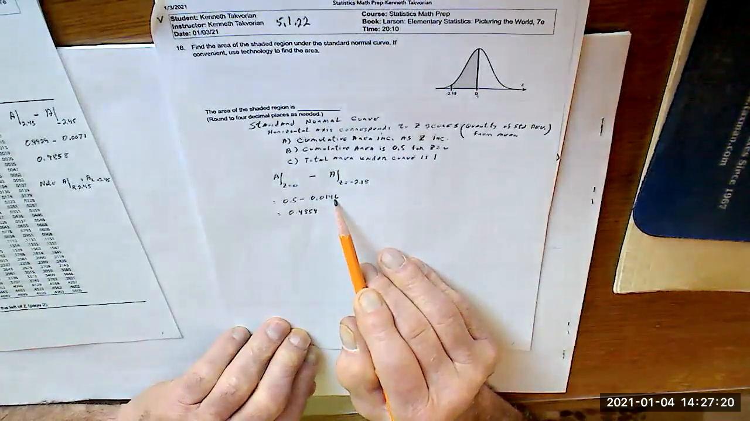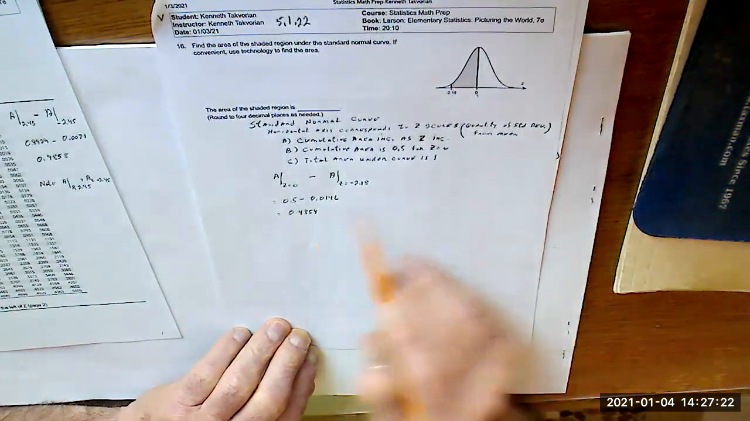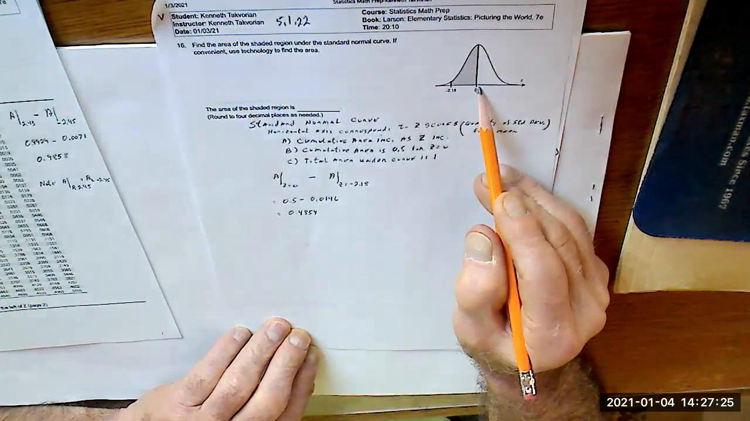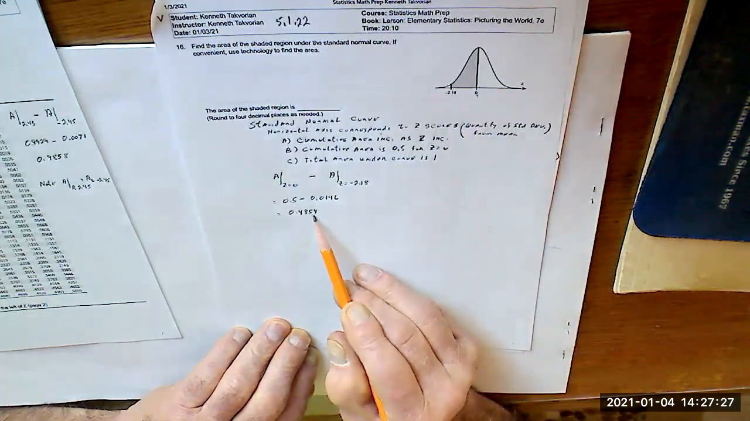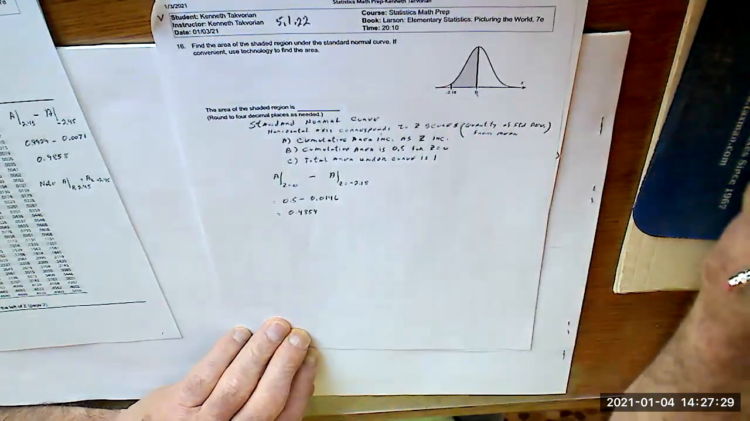So if we take that value away from 0.5, we get the area between the two z values of 0.4854.